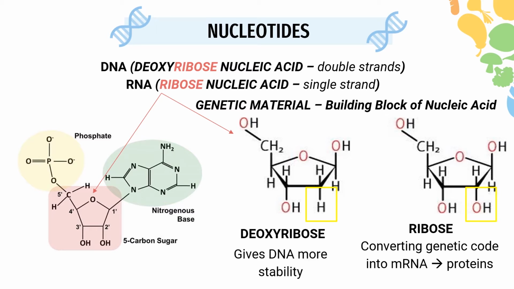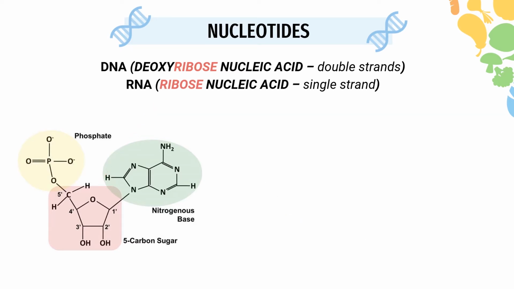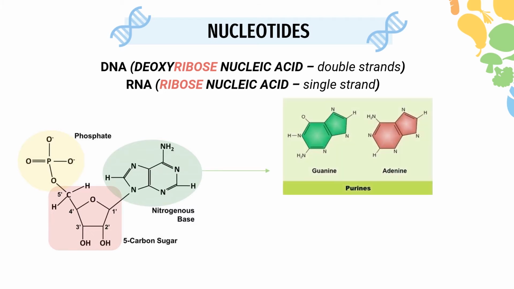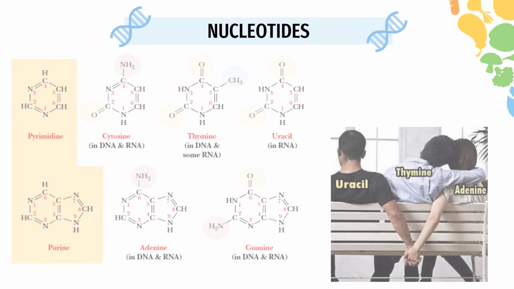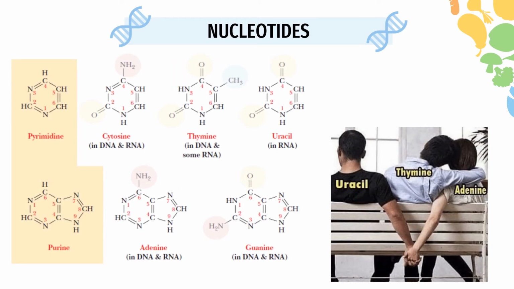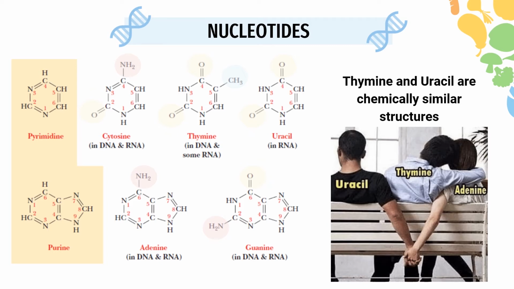Nucleic acids are composed of a combination of 5 nitrogenous bases: guanine, adenine. Those 2 are double-ringed purine molecules, while cytosine, thymine, and uracil are single-ringed pyrimidine molecules. Thymine and uracil are chemically similar molecules. Thymine is present in DNA, while uracil is used in RNA.